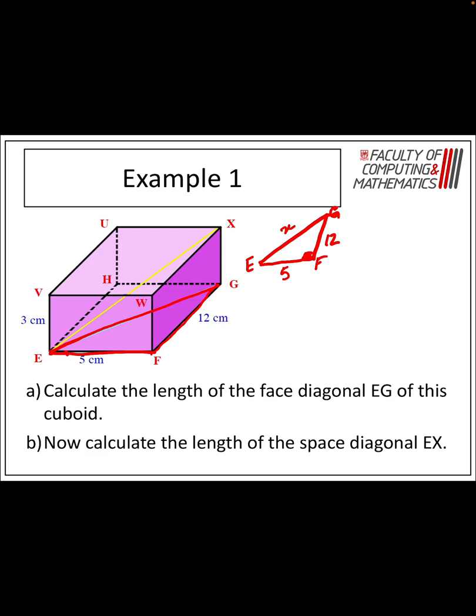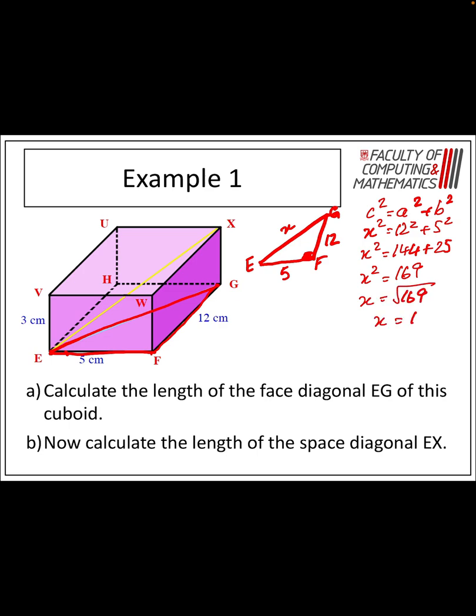As you can see, I'm finding my hypotenuse, so I'm going to use c squared is equal to a squared plus b squared. I'm then going to substitute in my values. X squared is equal to 12 squared plus 5 squared. X squared is equal to, square them out, 144 plus 25. X squared is equal to 169, add the two of them together, take the square root of both sides, and you're getting X is equal to 13 centimetres.